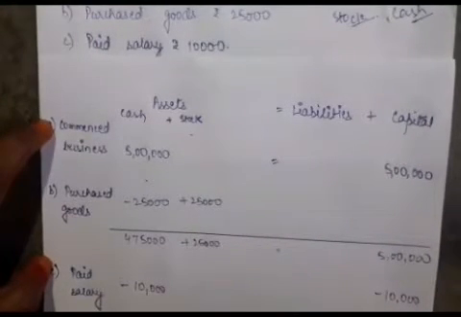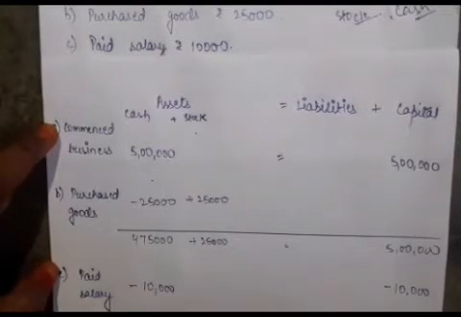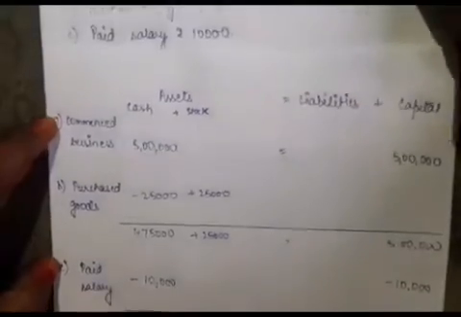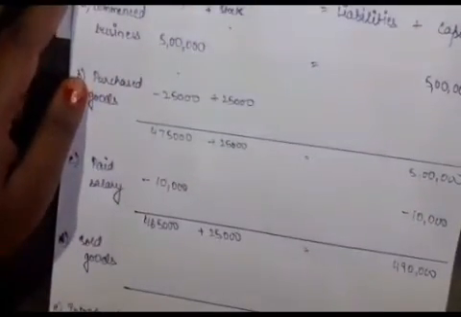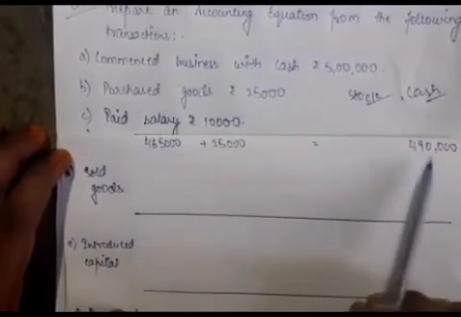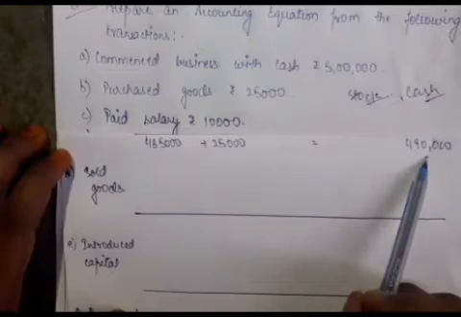after this transaction is 4,75,000 minus 10,000. This becomes rupees 4,65,000, and this will come in like this, 4,65,000 plus 25,000, and here it becomes 5 lakh minus 10,000 is 4,90,000. This is the accounting equation we got after this transaction.